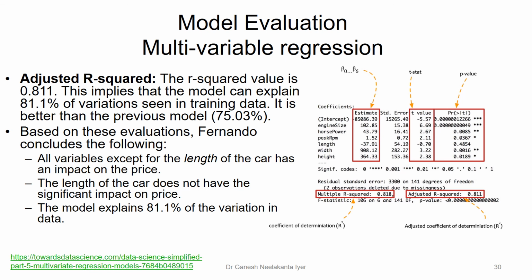So if you go through various parameters, all variables except length have an impact on the price, because only for length the p-value is very high.